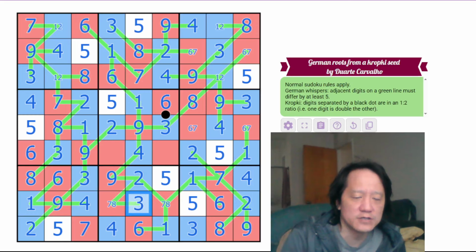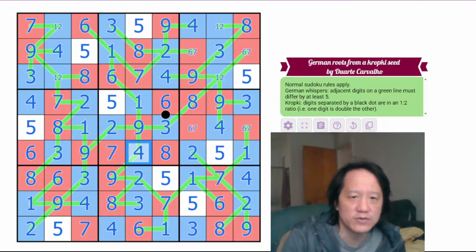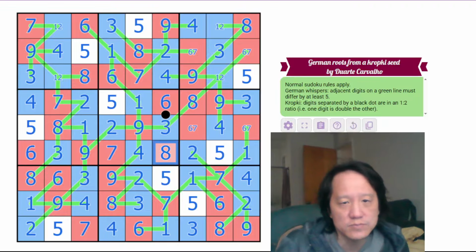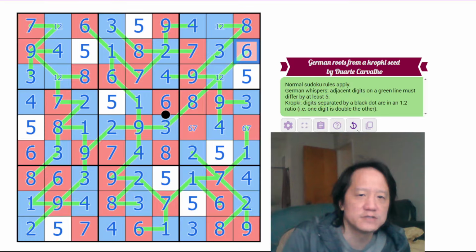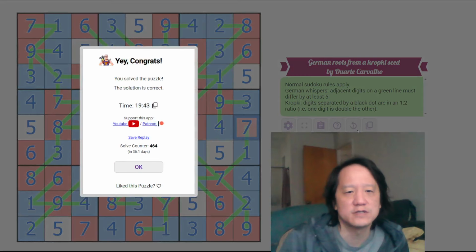8 can only be next to 3 out of 7 or 8. So this is 8, this is 7, which forces this to be 8 and 7. This is 2, which cannot be next to 6 on a Whisper 5 line. So this is 7, which makes this 6, which makes this 1. That makes this 2, which makes this 1 and 2. And this 7 eliminates 7 here, so it's 6, which makes that 7.